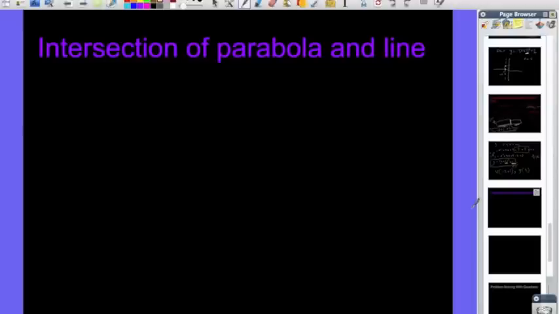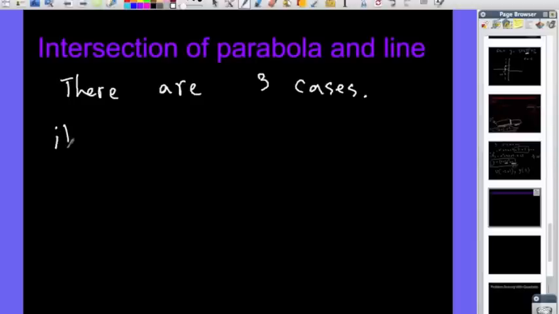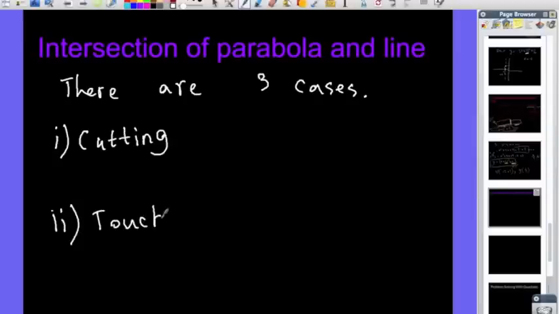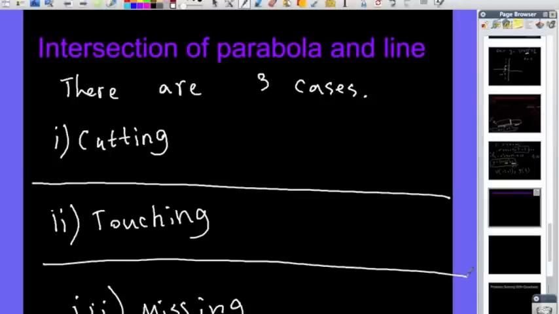Okay, so there are 3 cases in this topic. The first one is called cutting. The second one is called touching. And the third one is called missing. So, what do I mean by cutting and touching and missing?